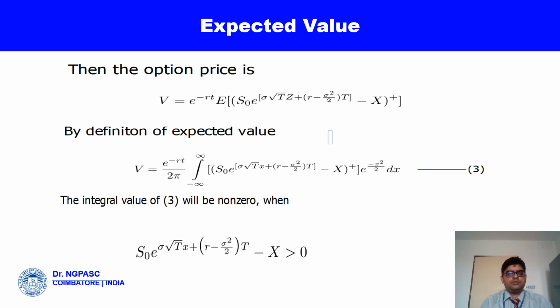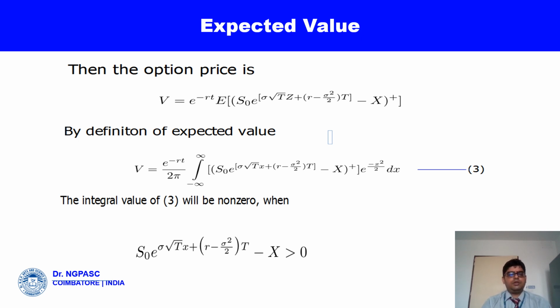So rewrite the option value V equal to e power minus rT into the expectation of ST minus X. Instead of ST, substitute that relation, minus X. By the definition, the expectation of X is equal to the integral from minus infinity to plus infinity of 1 by root 2 pi, X into f of x dx. Use that formula here in equation number 3. But here the integral limits are from minus infinity to plus infinity.